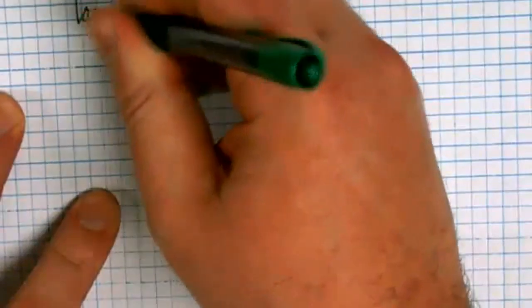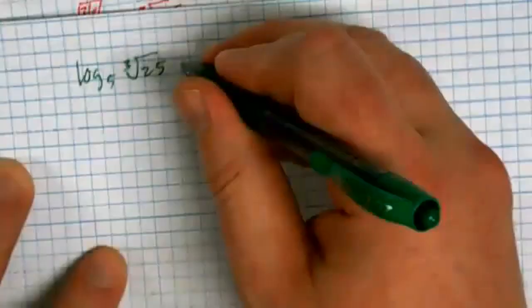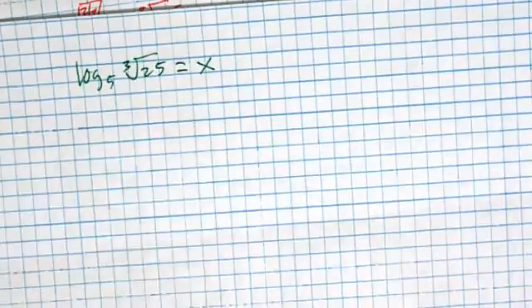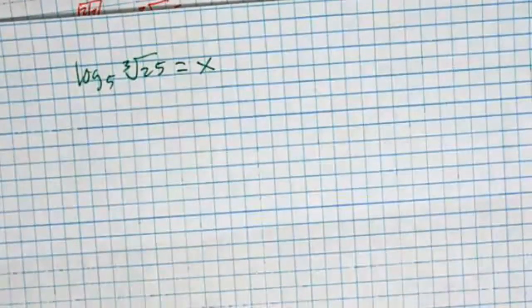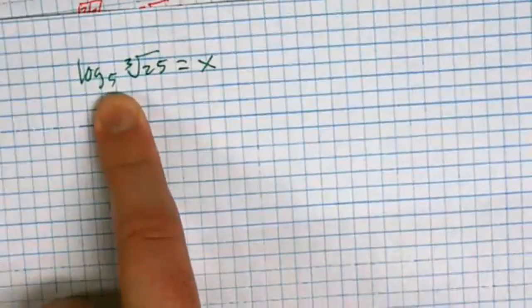Log base 5 of 5. What I saw some people doing was setting this thing equal to x and then turning it into an exponential equation. Do you guys remember how that works? If you have an equation that's in log form, do you know how to turn this into an exponential form?